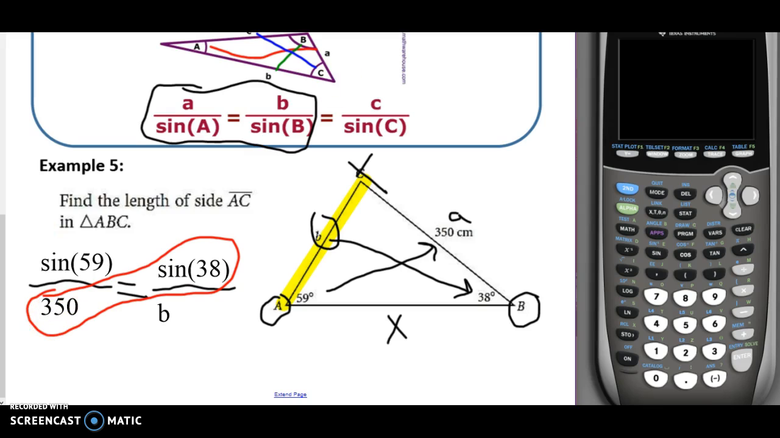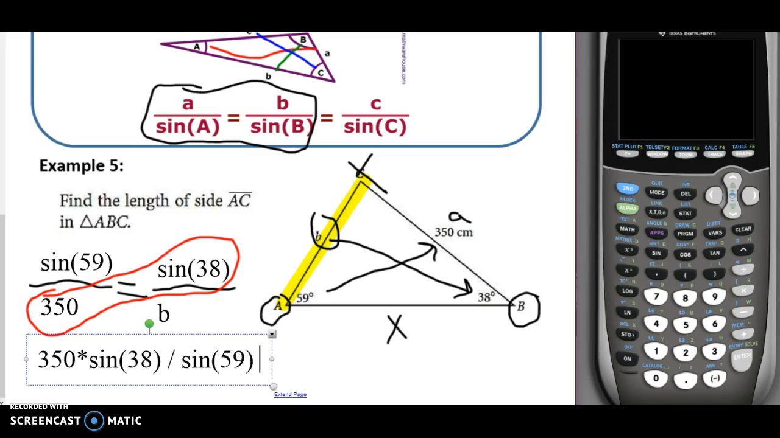So I'm going to take 350 and multiply by sine of 38, and then we are going to be dividing by the leftover part, and that leftover part is sine of 59. So divide by sine 59, and this is going to get us the side length for side B.